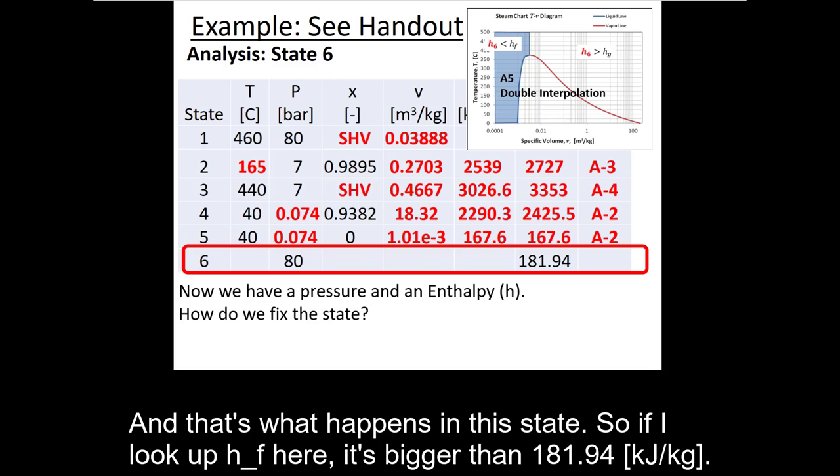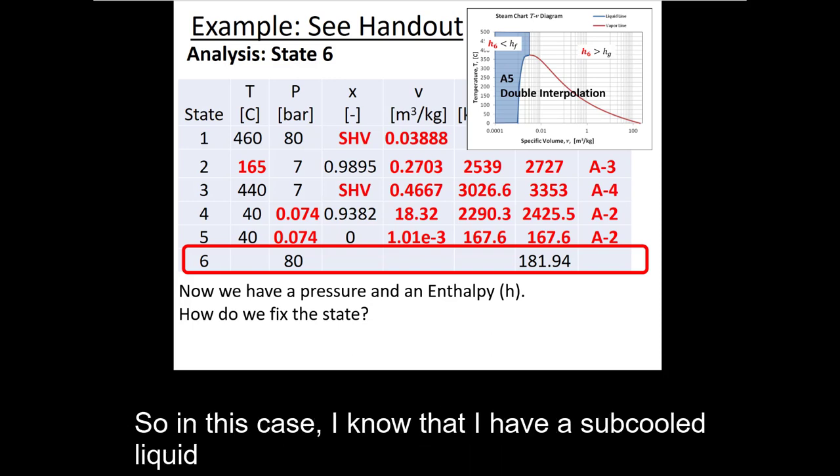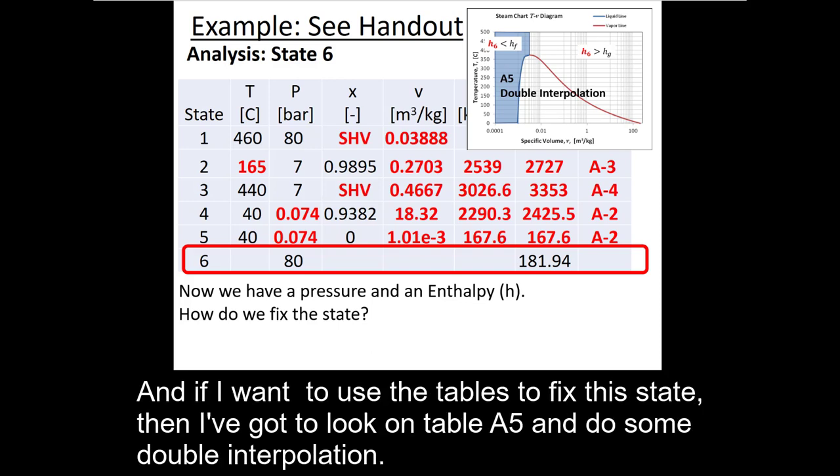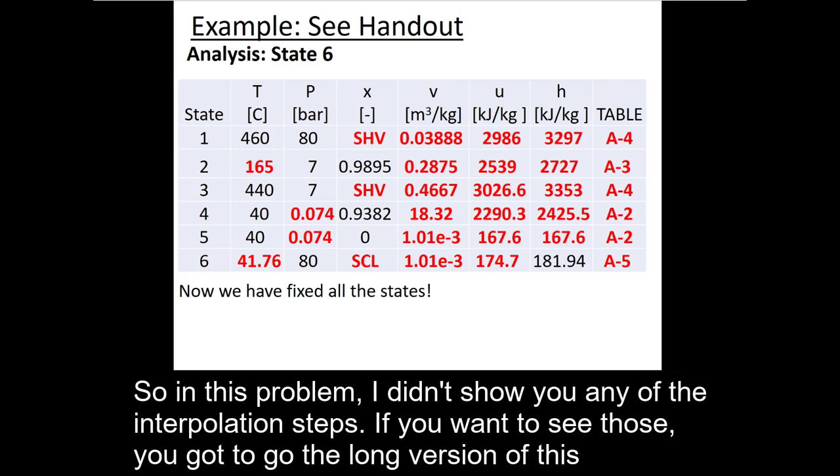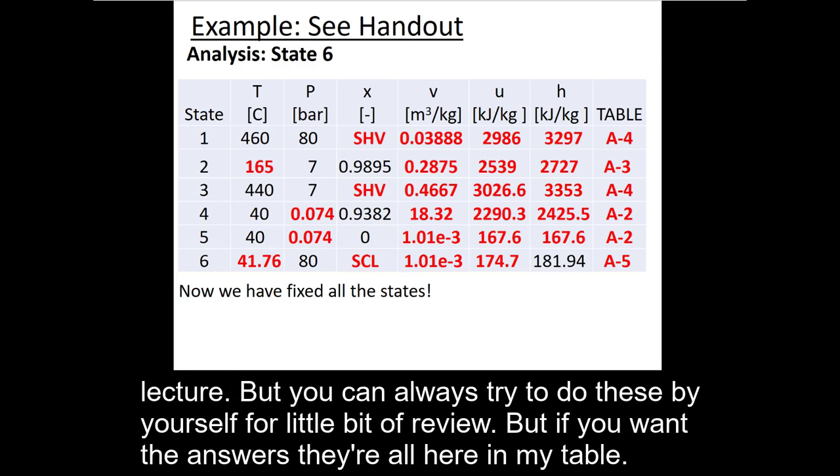So if I look up HF here, it's bigger than 181.94 kilojoules per kilogram. So in this case, I know that I have a subcooled liquid, and if I want to use the tables to fix this state, then I've got to look on table A5 and do some double interpolation. So in this problem, I didn't show you any of the interpolation steps. If you want to see those, you got to go to the long version of this lecture, but you can always try to do these by yourself for a little bit of review. But if you want the answers, they're all here in my table.